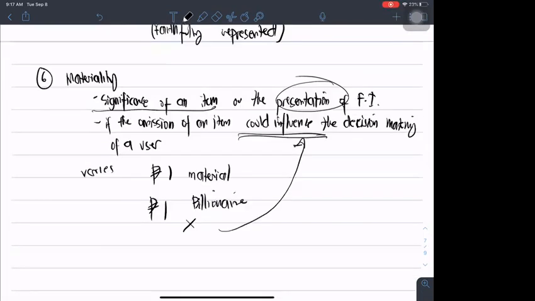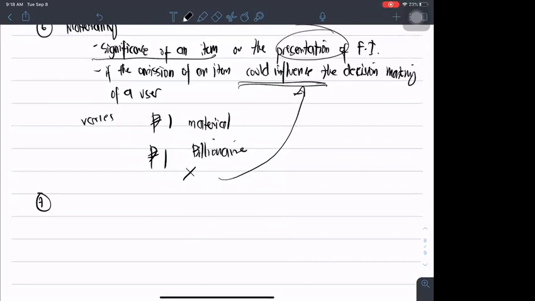Okay, so materiality is really variable as to different users. So just take note, when can we say it is material? If ever you omit that, it could influence the decision making. So let's say there's a beggar, 1 peso, material. We have here a billionaire, 1 peso. Is it material? No, not material for the billionaire. But the 1 peso could influence the beggar. Therefore, the 1 peso as to the beggar is material. Just to show that materiality varies and it is dependent on the influence on the decision of the user. Okay, so that is materiality.